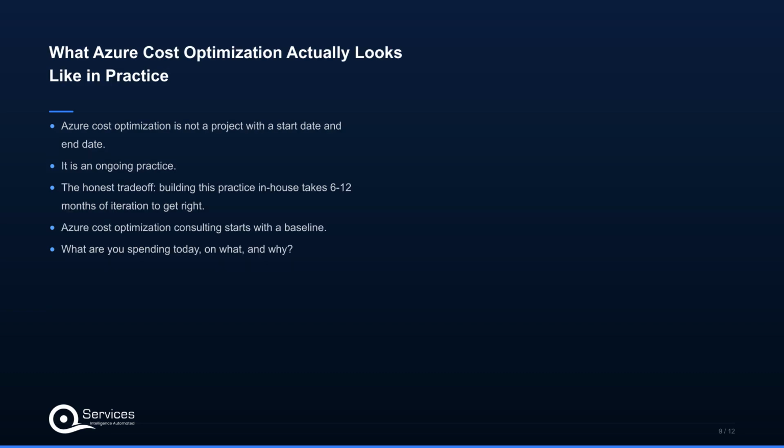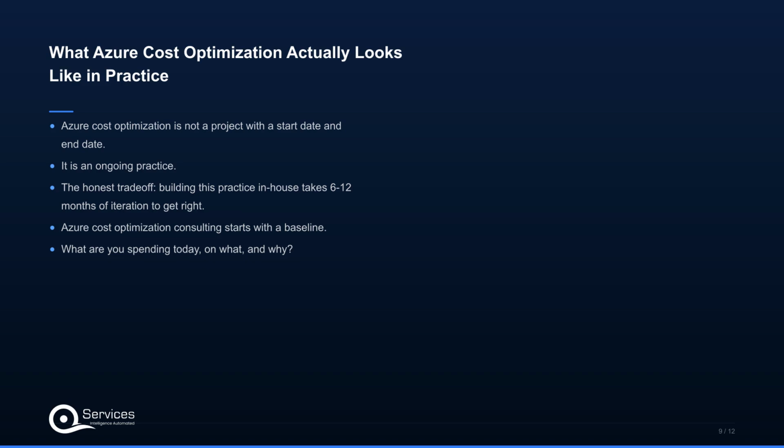Next up, what Azure cost optimization actually looks like in practice. Azure cost optimization is not a project with a start date and end date. It is an ongoing practice. The organizations that consistently spend the least on Azure treat cost management the way they treat security, as a continuous discipline with regular reviews, clear ownership, and automated alerts for anomalies. The honest trade-off: building this practice in-house takes 6 to 12 months of iteration to get right. Most teams underestimate what it takes to maintain reservation coverage as workloads change, enforce tagging policy across development teams, and keep SKU selections current as Microsoft releases newer VM generations.